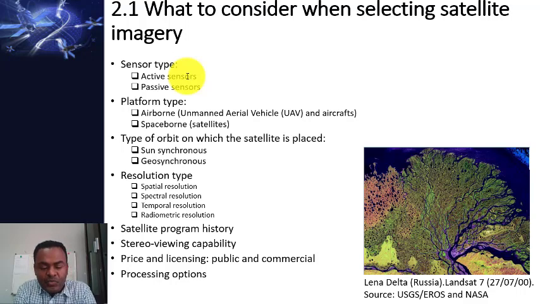Another platform type of remote sensing is spaceborne. If it is a spaceborne remote sensing system, the platform is usually a satellite. Satellites are just platforms, usually placed in space at very high altitude from the surface of the Earth. As compared to airborne remote sensing systems, these spaceborne systems usually have much lower spatial resolution. So the platform type will also determine the quality of the imagery.